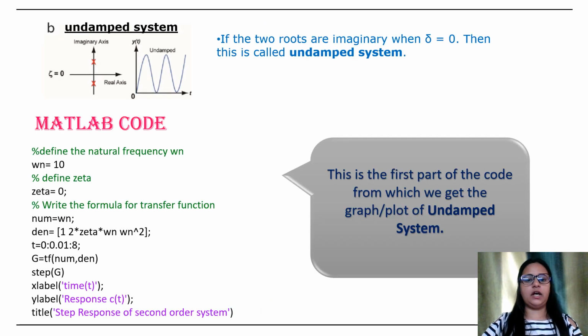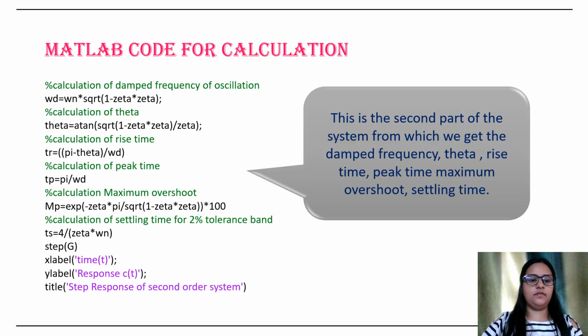Now if the roots are two imaginary roots, and zeta is equal to 0, then the system is called an undamped system, for the roots lie on the imaginary axis. This is the MATLAB code. The MATLAB code is the same as the previous one, the only change is that zeta is written as 0. We write zeta equals to 0 here, and it is the same as the previous one.